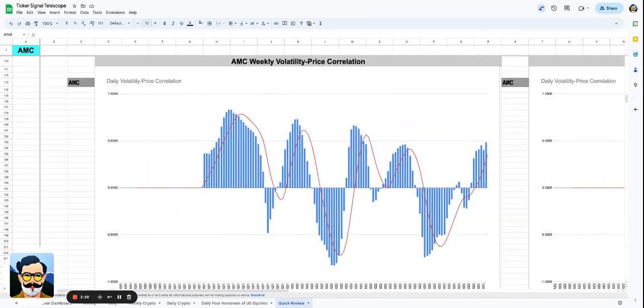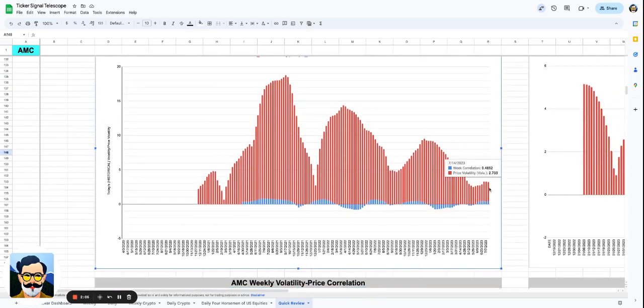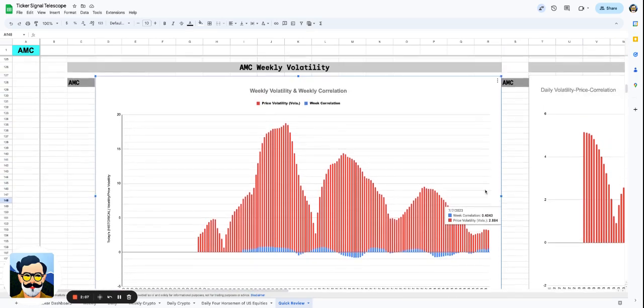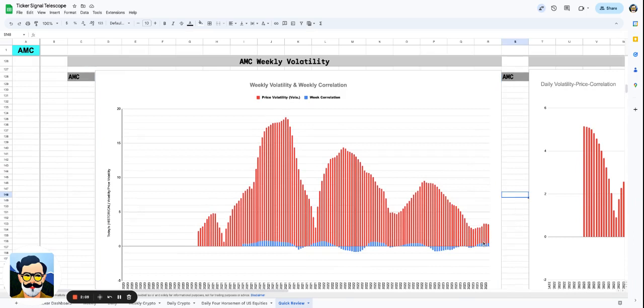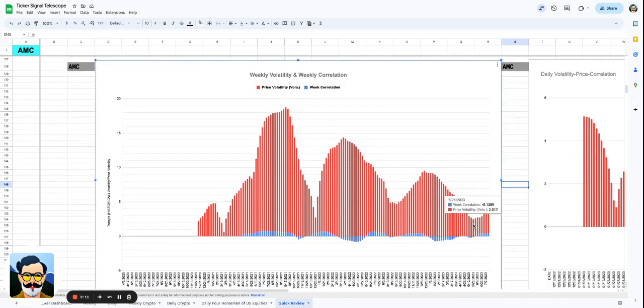And I say that because if we look at longer term, the price correlation is rising. If we look in the longer term, the volatility on the weekly for AMC, while it is not necessarily very high, it's been rising since when? Since the middle of May here. We've only been going up.